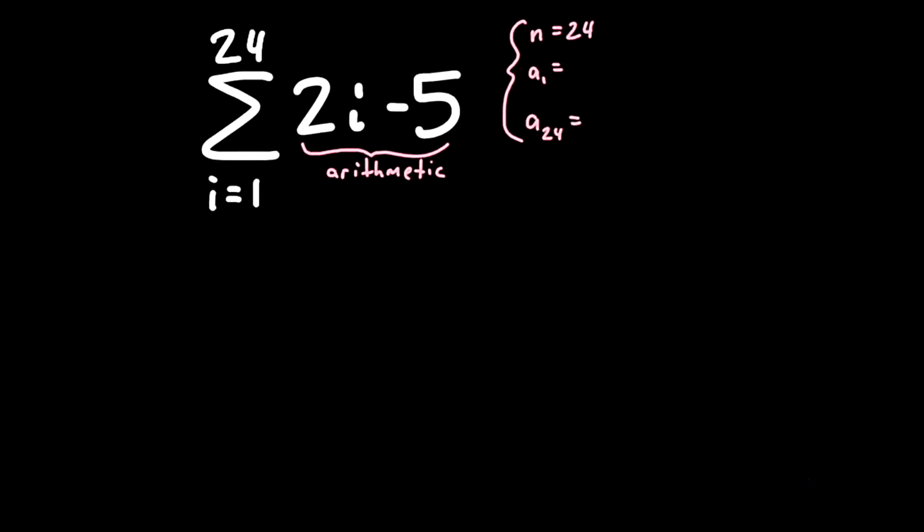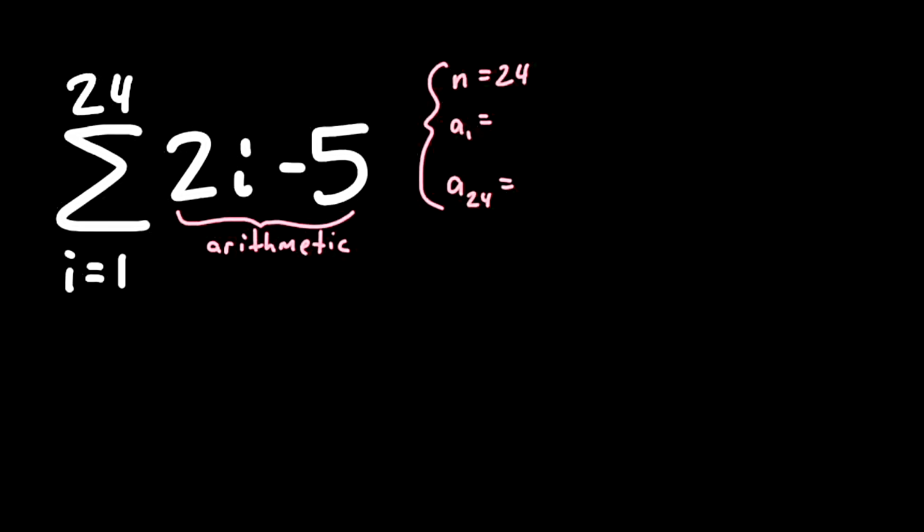So I'm just going to write all this information over here, and then we can plug some stuff in. So n was 24, that's the number of terms from 1 to 24. But then a sub 1, that's what you get when you plug 1 in to get the first term. So if I plugged in 1, that would be 2 times 1 minus 5. 2 times 1 is 2, minus 5 is negative 3. And then to get the 24th term, I just plug 24 in. So 2 times 24 minus 5. So that would be 48 minus 5, which would be 43.